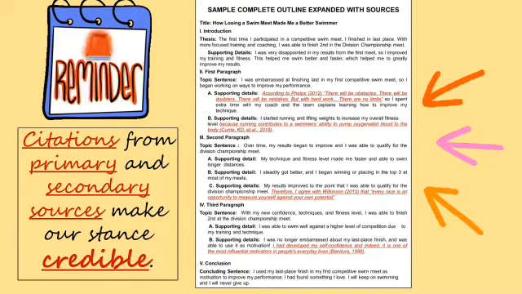Again, this is how an outline expanded with sources looks like. By the way, the color coding is only used for emphasis. You may also do the same, but of course, it depends on your teacher's preference. And take note that citations from primary and secondary sources make our stance credible.